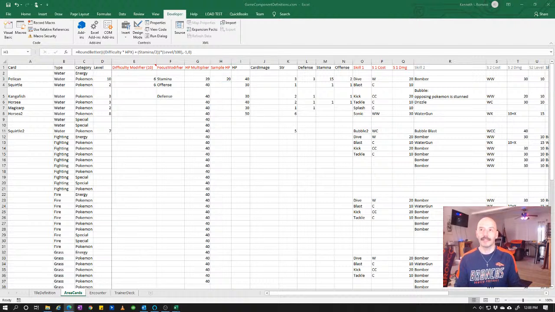Let's see. What is the lowest HP of a, let's see, Pokemon? Lowest HP Pokemon. Let's see. Is there a way to do this? Pokemon Gold. Let's see how they do this. Lowest base HP stat of all rock type Pokemon.